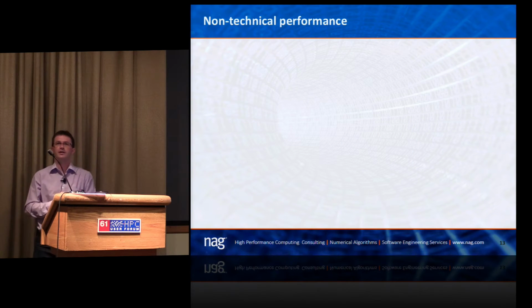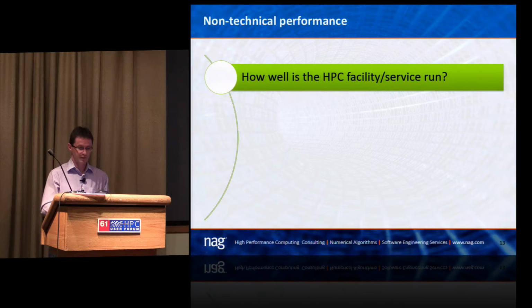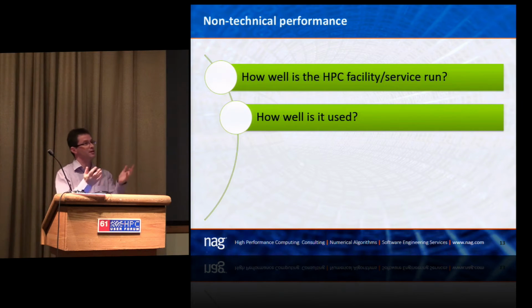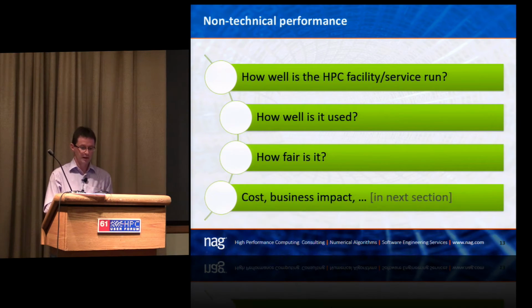However, it's not all about the technical performance. A lot of what you have to measure in HPC systems or HPC services in general is the non-technical performance. How well is the HPC facility run? How well is it used? It can be very perfectly run but have no users, or likewise, it can be used very importantly even if it happens to be run in a shambles. How fair is it? It comes back to this idea of fairness between the different users or the different people who are paying for different parts of the system, if you've got multiple funding routes for the system. And then, of course, other things: measuring the cost of it, measuring the impact, measuring the benefits to the business, and we'll come back onto that in the next section.